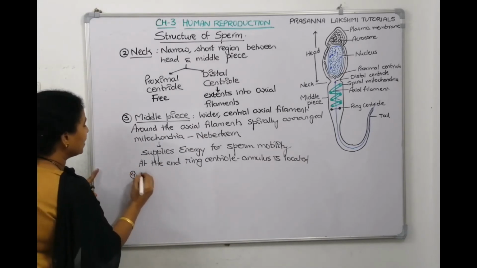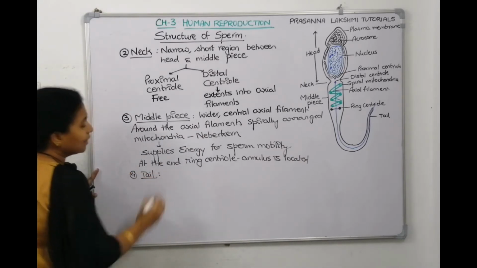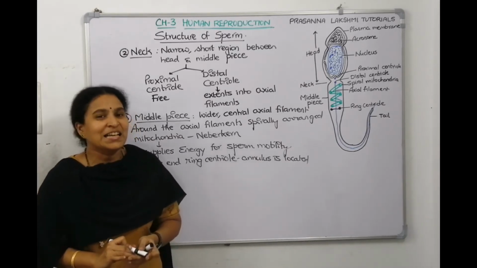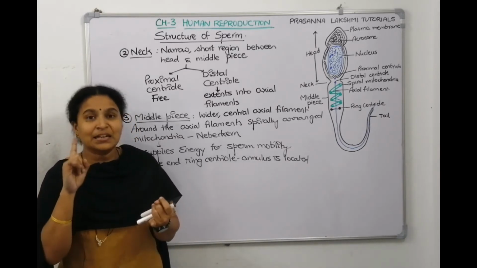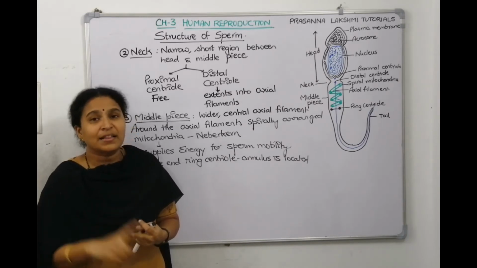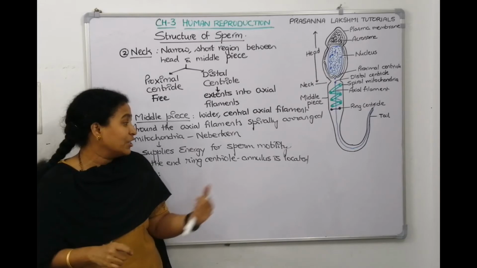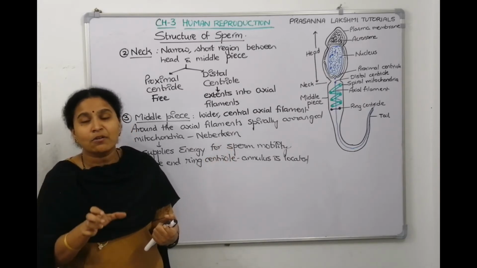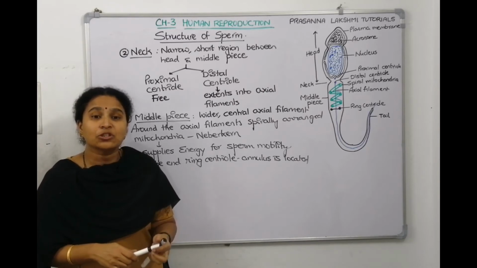The last one is the tail. Very easy, right? The male gamete structure is very easy, but the female gamete structure is not that easy. So it contains a head, it contains a narrow neck. The third portion is a middle piece in which the mitochondria are there. They are spirally arranged. That arrangement is called Nebenkern. And at the bottom, it has a ring centriole, which is called the annulus. The last portion is called the tail.